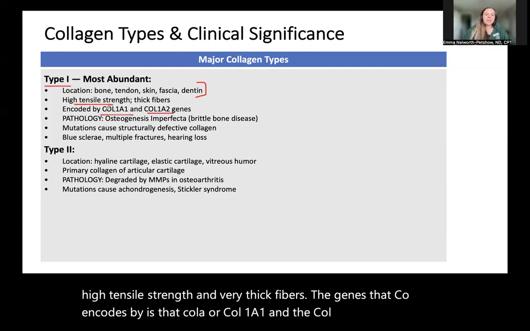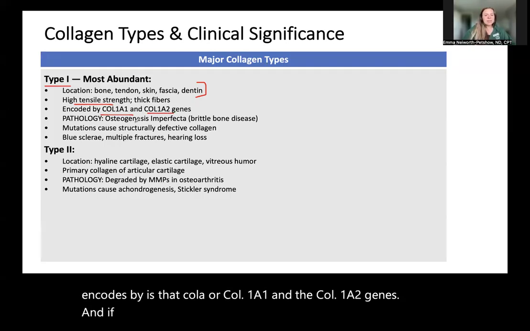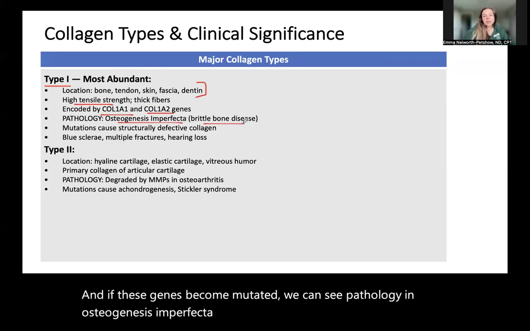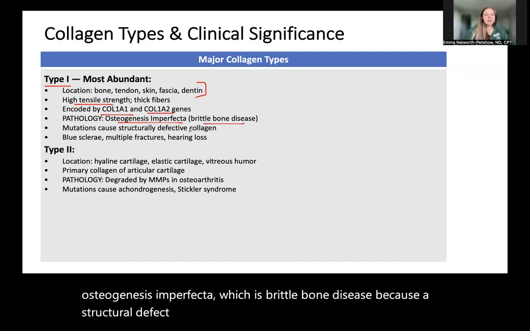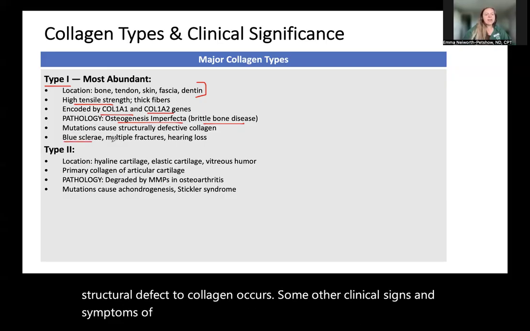And if these genes become mutated, we can see pathology in osteogenesis imperfecta, which is brittle bone disease, because a structural defect to collagen occurs. Some other clinical signs and symptoms of this condition include blue sclera, multiple fractures, and hearing loss.